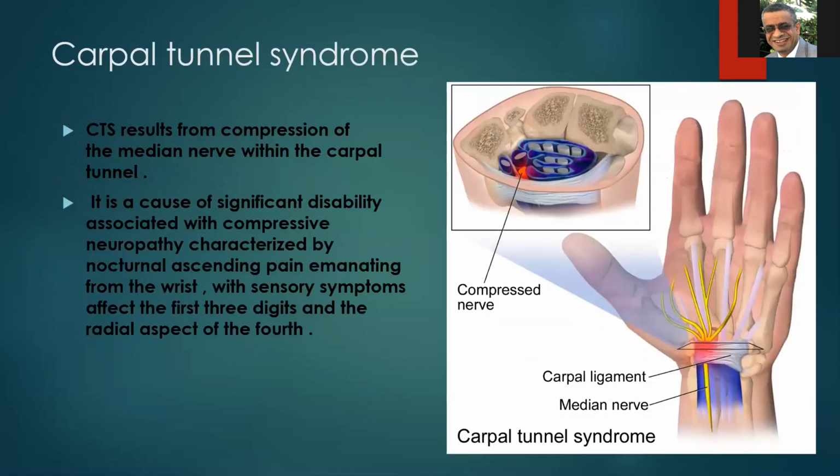Carpal tunnel syndrome. It results from the compression of the median nerve within the carpal tunnel. It's a cause of significant disability associated with compressive neuropathy, characterized by nocturnal ascending pain emanating from the wrist, with sensory symptoms affecting the first 3 digits and radial aspect of the 4th.